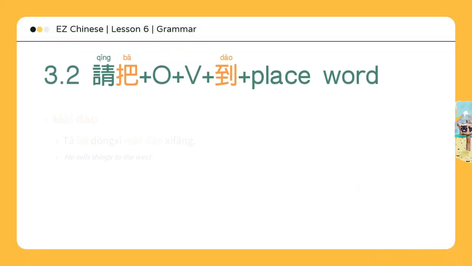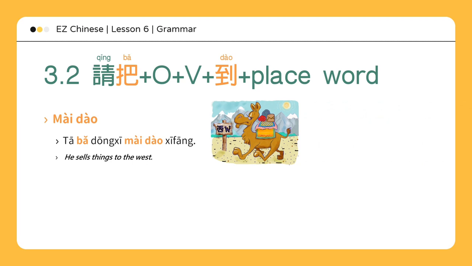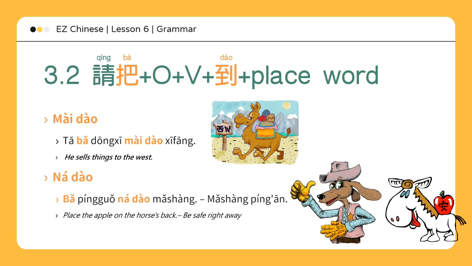买到, sell to. 拿到, take to. 他把东西卖到西方。He sells things to the West. 把苹果拿到马上。Place the apple on the horse's back. According to Chinese folk customs, good words bring good luck. 马上, immediately, also means on the back of a horse. 平安 means safe. Therefore, 马上平安 is a wish for someone to be safe right away.